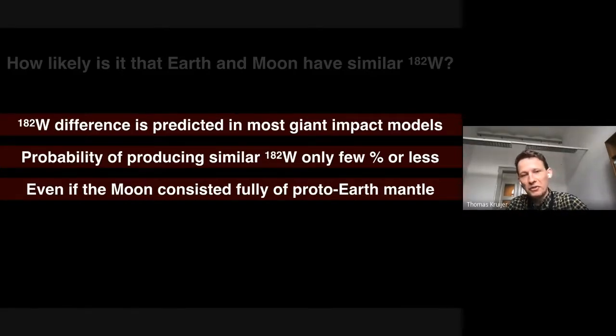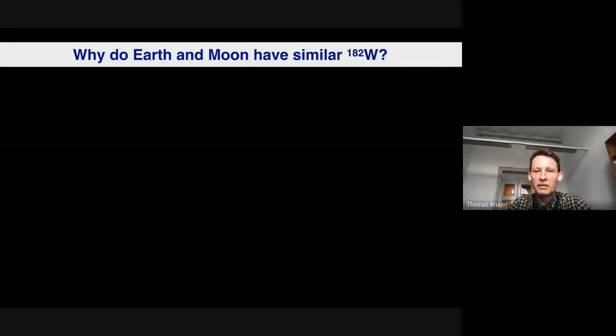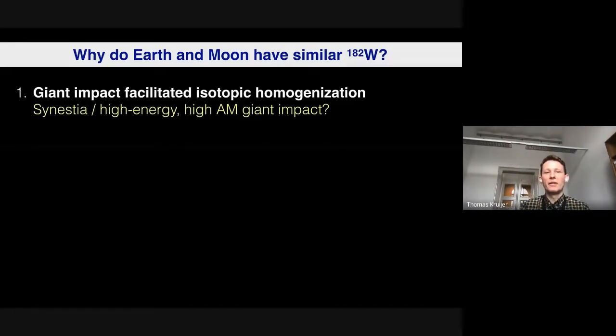So what is now the solution to this? Because we're still left with a conundrum to a degree. Why do the Earth and the Moon have similar 182 tungsten compositions? I can think of 4 possibilities, and fortunately I don't have the final answer to this, but these are the 4 possibilities I can come up with. One option is that indeed, as I already mentioned as one of the solutions at the beginning of this part of the talk, the giant impact facilitated efficient isotopic homogenization. And this could, for example, be accomplished in so-called high energy, high angular momentum giant impacts, for example, in a synestia.